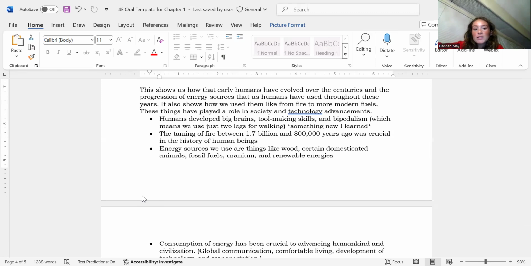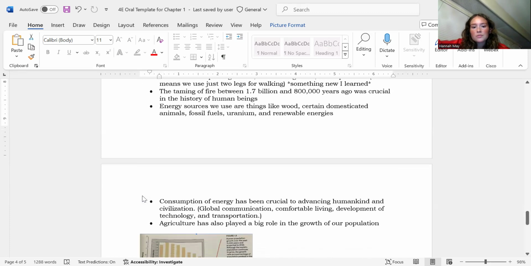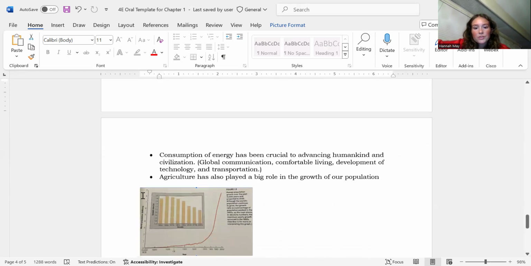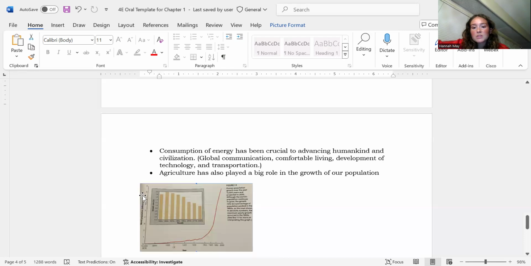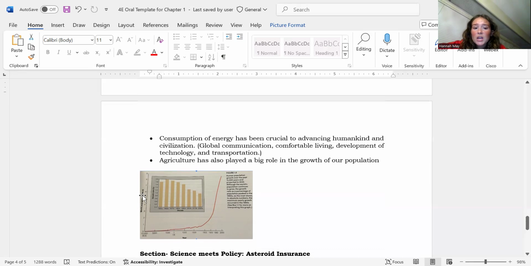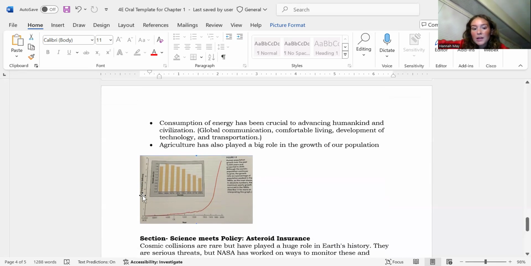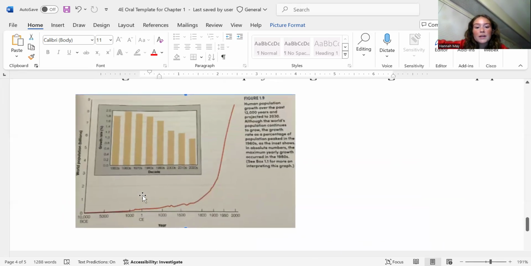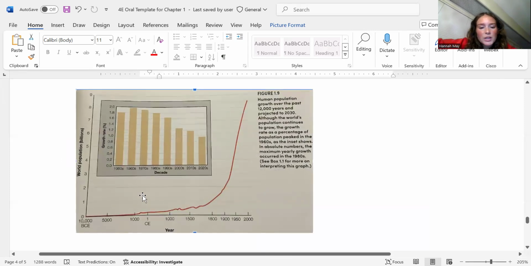I thought it was also insane that it was 1.7 million to 800,000 years ago when we tamed fire. That's one of the most crucial things in the history of human beings. We used energy resources like wood, certain domesticated animals, renewable energies, things of that sort. One of the most crucial advancements to humankind and civilization was the consumption of energy and, of course, agriculture. So now we can make our own food, we can feed ourselves per se.